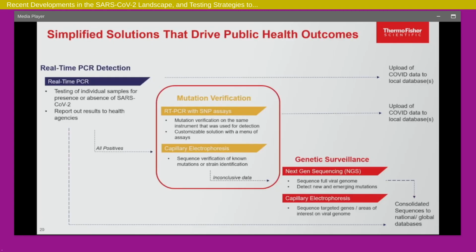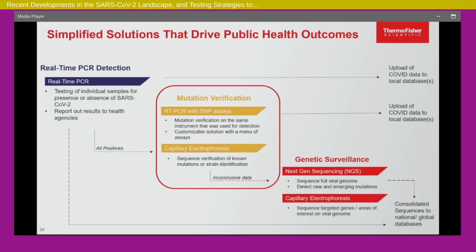This is the workflow that I was talking about. So if you get a positive sample, you obviously do the RT-PCR for detection of whether it is SARS-CoV-2 positive or negative. Once it is positive, and you have already reported out to your health agencies, you essentially do the mutation verification based on these mutation panels very quickly. And most of them are going to be the ones that are prevalent. In this case, if you look at it today, 99% of them are going to be the Delta variant. But the virus is going to evolve, and you're going to see a new variant pop up at some point.